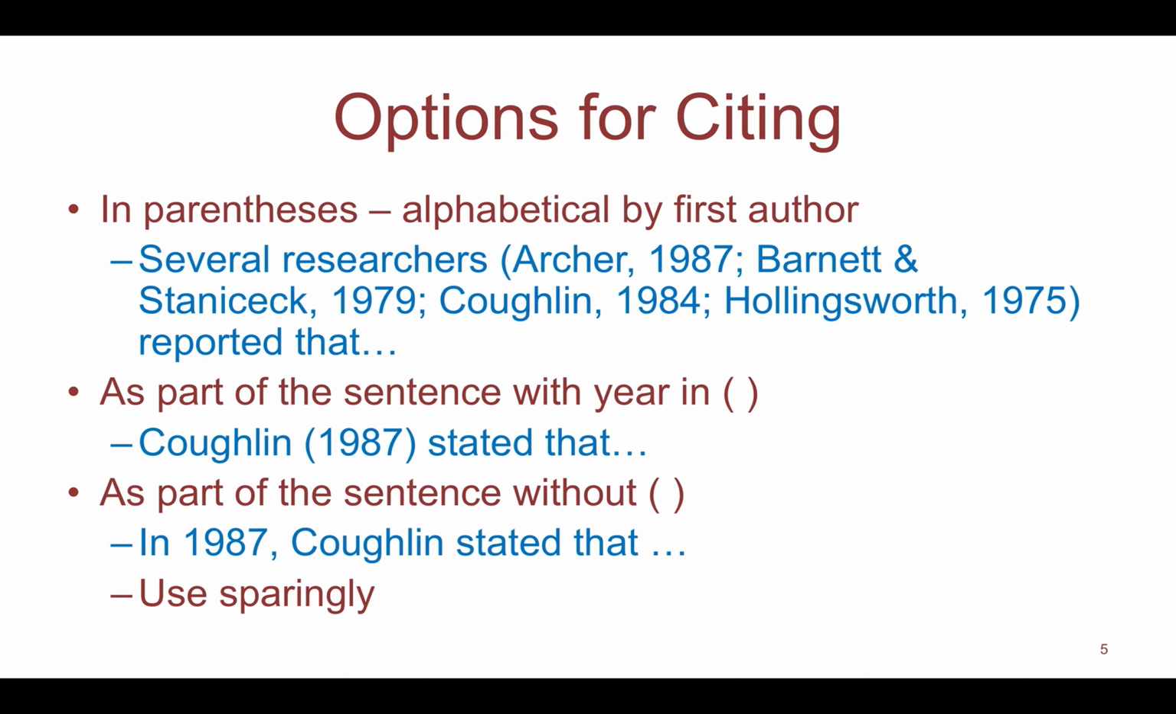A third option that you should use sparingly, you don't see this very often, is to not use parentheses at all and to just put the year as part of the sentence as well. So in 1987, Coughlin stated that, blah, blah, blah. The reason you would do something like that is if the year was significant for some reason, or if there was some historical significance to that finding. But typically you will use one of the options that involves parentheses.